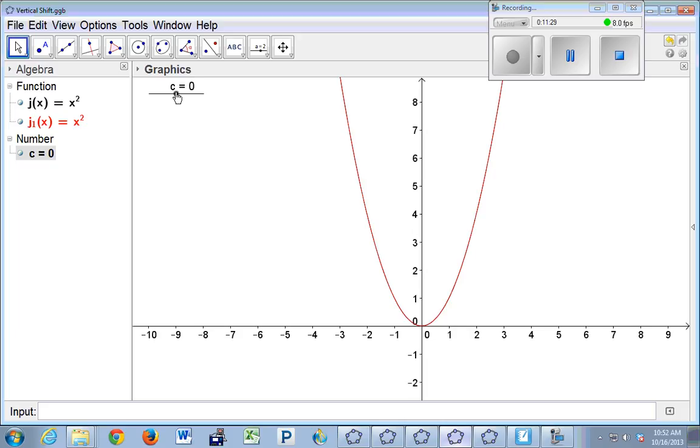So let's move this c value. This is called a slider, and if you want to get a slider, it's found in one of these windows. You can find it if you look for it. So let's go to 3. There we go. So there's 3. There's our new function. So if you were looking at these 2 functions, has the shape of your original function changed at all? No. What's the only thing that's happened to that black function?